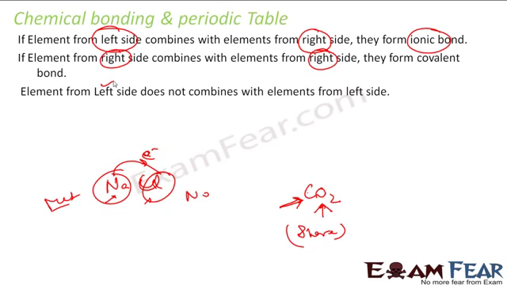And generally, the elements on the left don't combine with the elements on the left. Left and left don't combine. So this is the kind of observation we got from the periodic table. Left combines with right to form an ionic bond, right with right to form a covalent bond, and left doesn't combine with left.